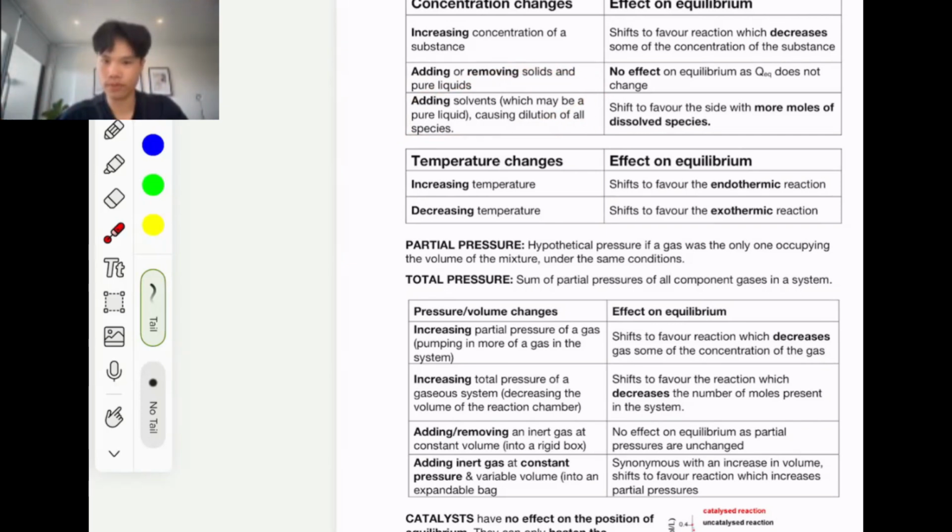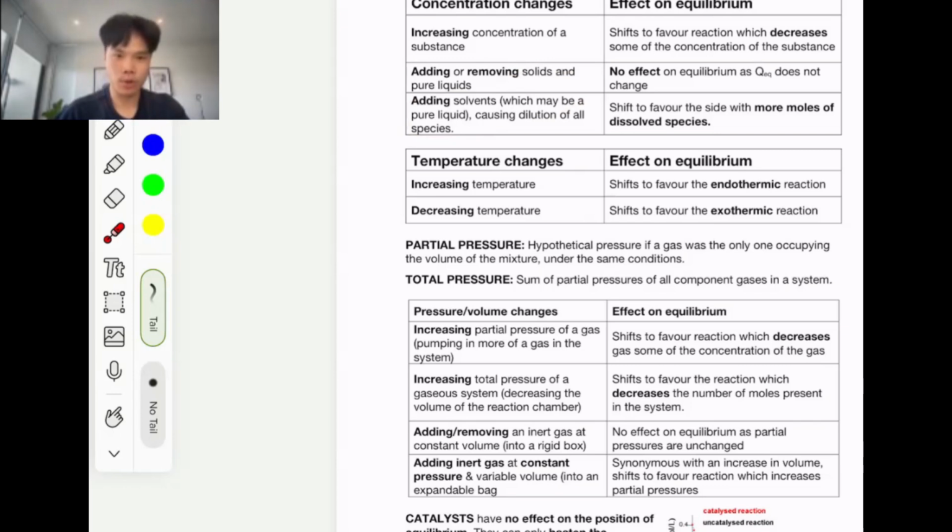Wait, I saw a question where it said, I forgot what was added, but something was added and it restricted the atoms from interacting and creating a reaction. Is this the inert gas case? Yeah, I think so. We'll get to that in a second. Remind me when I get to it.